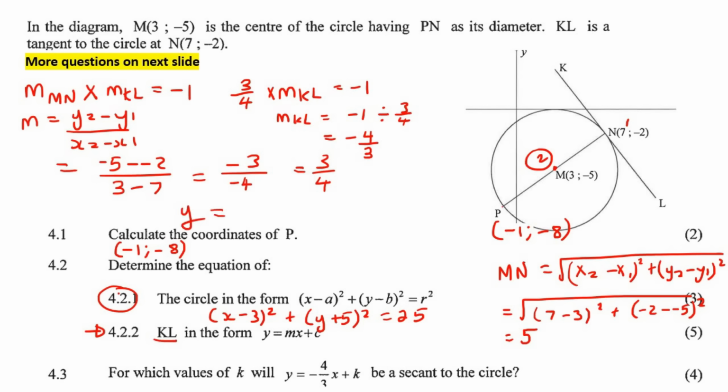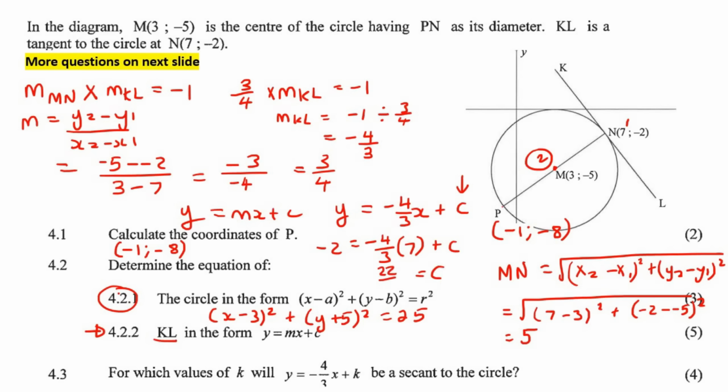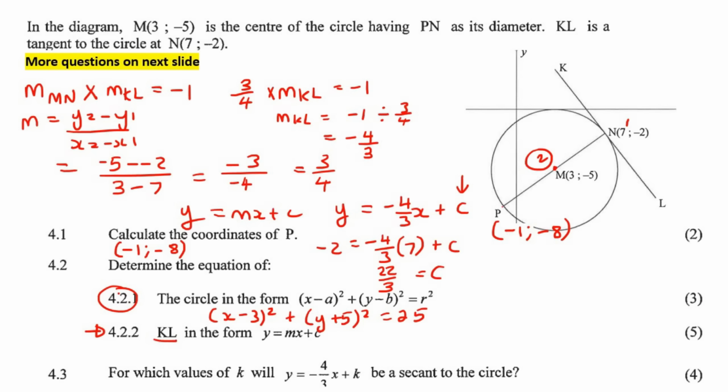So we can then say y equals mx plus c, which becomes y equals negative 4 over 3x plus c. To find c, you need to sub in a point on the line we're looking for, which is the tangent line. So we can plug in N's coordinates. So we could say negative 2 equals negative 4 over 3 times 7 plus c. And so c would be 22 over 3. And so we could then say y equals negative 4 over 3x plus 22 over 3.